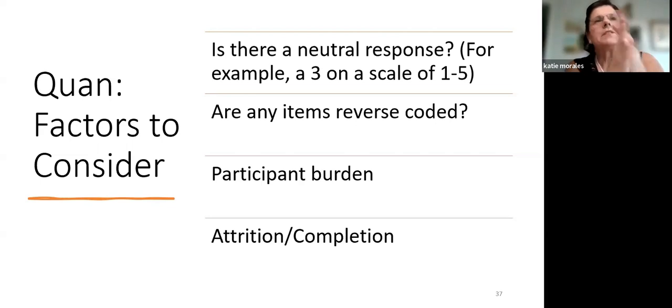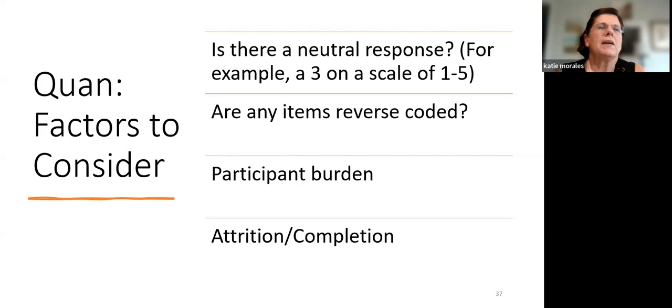And then are there any items that are reverse coded? So if I'm doing a scale and I say, do you feel safe on campus? And I'm looking at safety. So all but 5 means that you feel safe. But then I throw a question in there that says, how often do you feel the need to call security because you feel unsafe? Now it would be reverse coded. So you just want to always think about that, that sometimes we throw questions in there that are reverse coded.